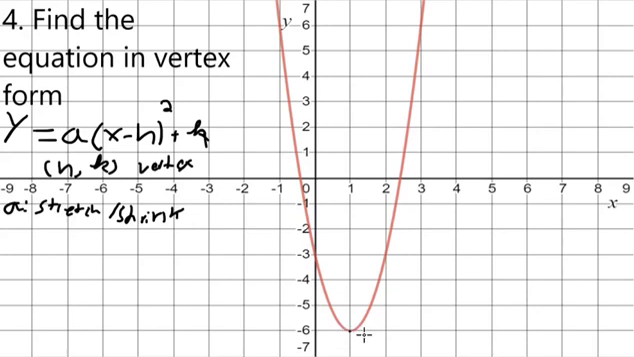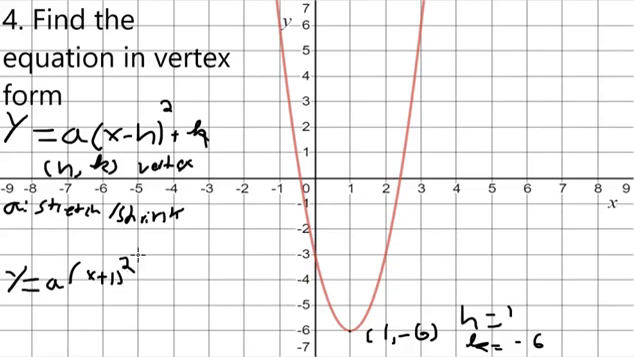The vertex is right here at the point (1, -6). So that tells me that h is 1 and k is negative 6. So I can plug that into my equation to get y equals a times x minus 1 squared minus 6. Now I just need to figure out a, which is the vertical stretch or shrink.